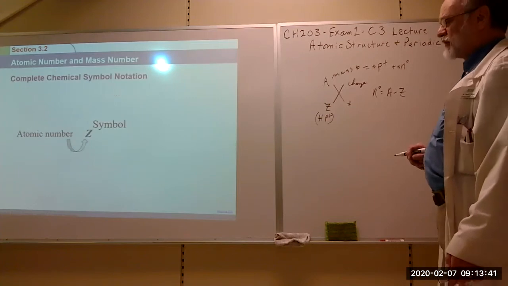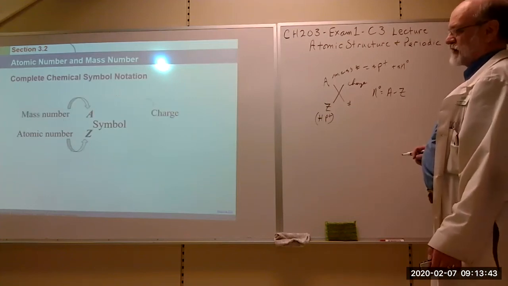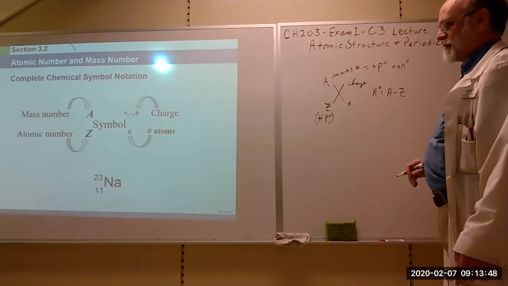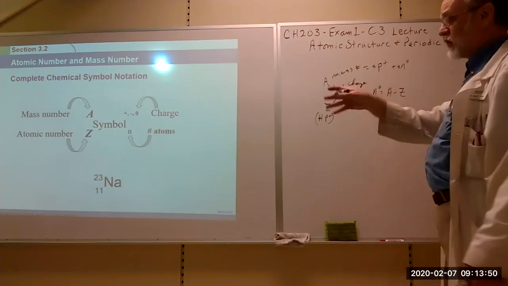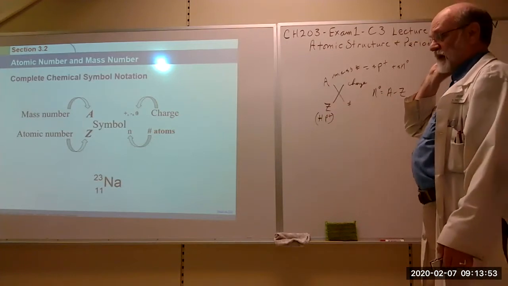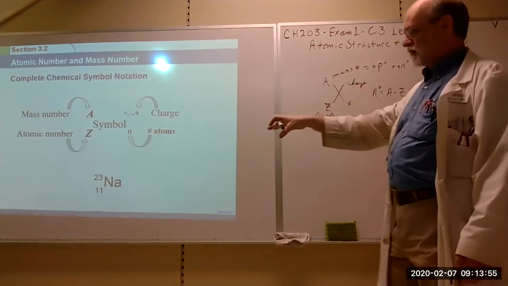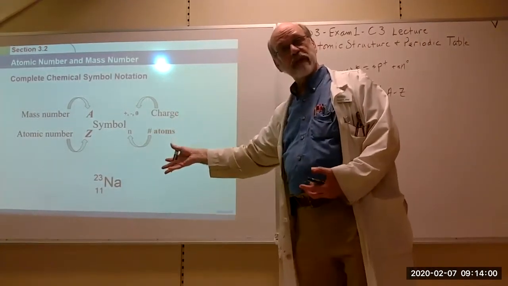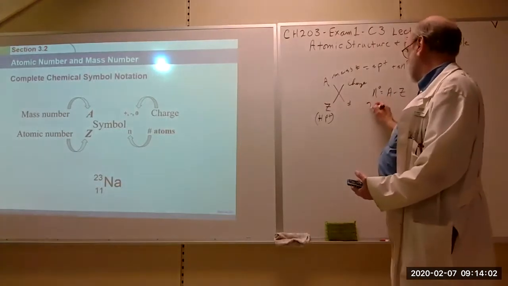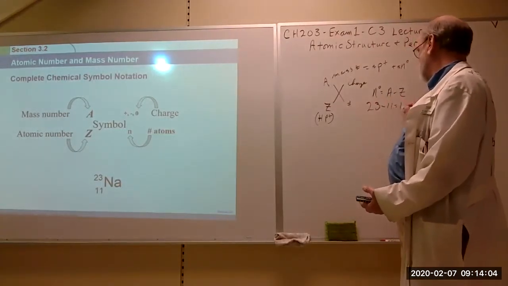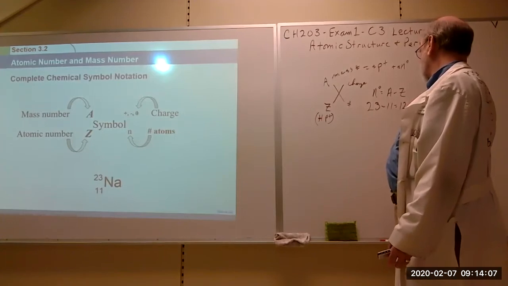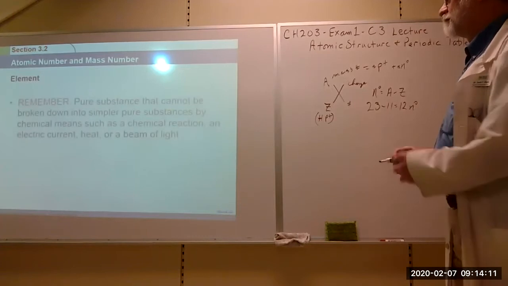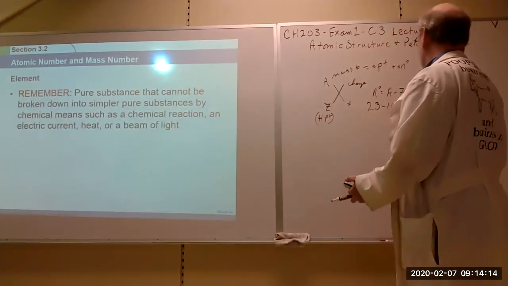So our chemical symbols. For sodium, I only showed you the 11, but this particular brand of sodium has a mass number of 23, so that means it has 12 neutrons.